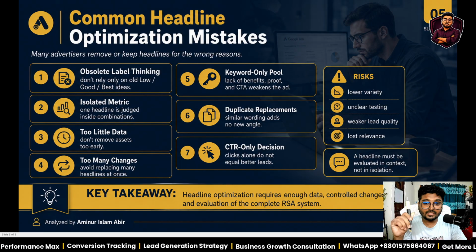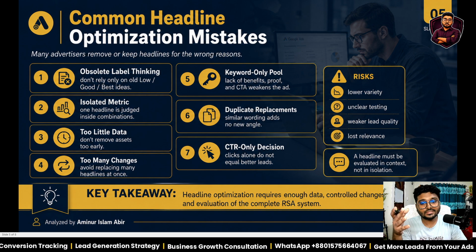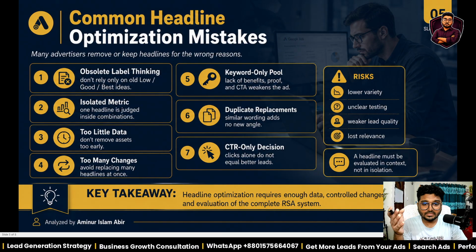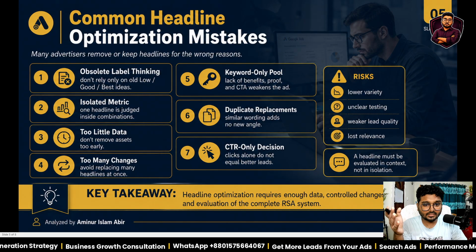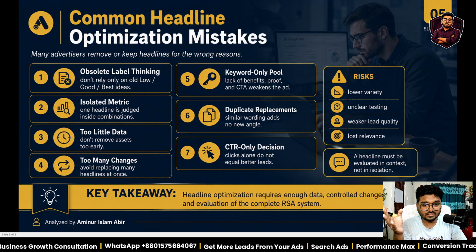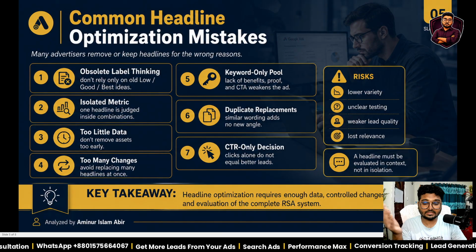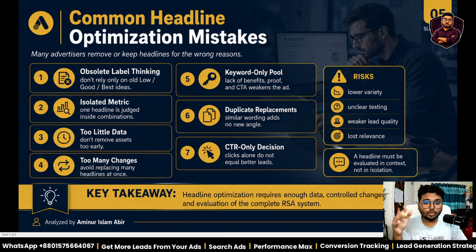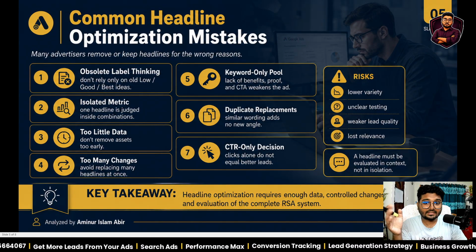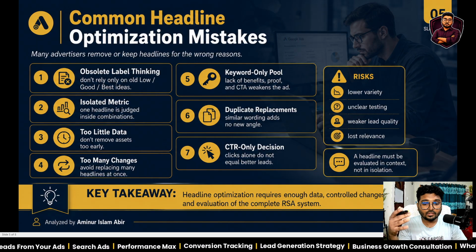The third mistake is removing a headline after very little exposure. A headline may need more time, more searches, or more traffic before we can judge it. The fourth mistake is changing many headlines together. If we replace too many assets, we may not know which change improved or reduced the result. The fifth mistake is keeping only keyword headlines. For example, emergency plumber, Dallas plumber, plumber near me, local plumbing company. These all focus on service relevance, but the RSA also needs benefit, proof, offer, urgency, local value, and CTA.